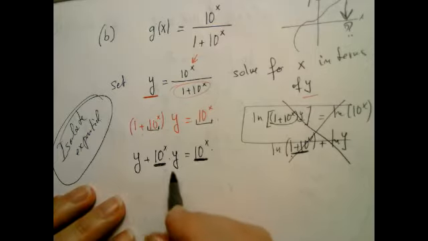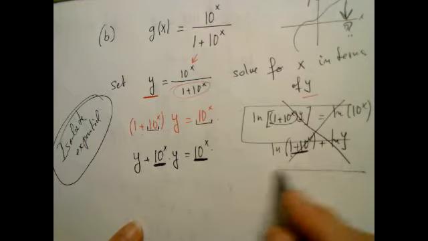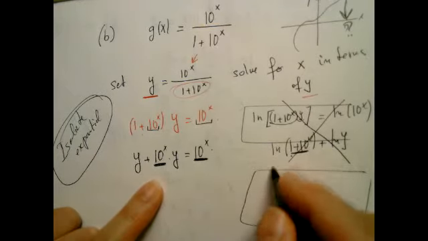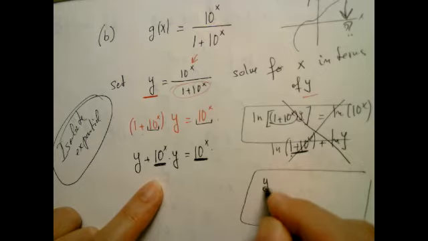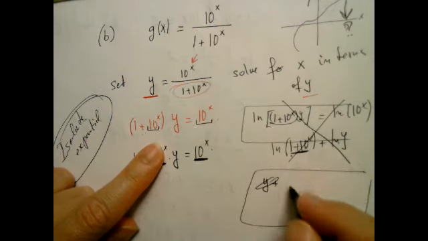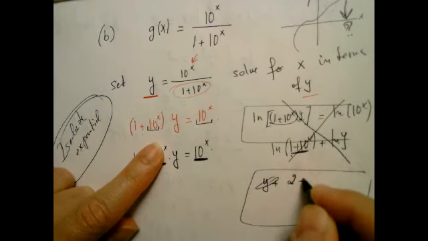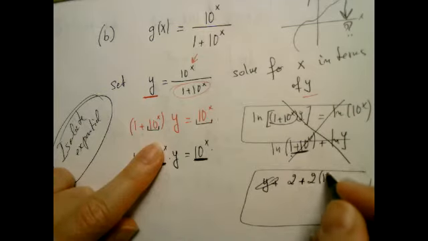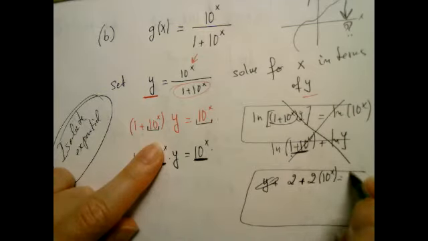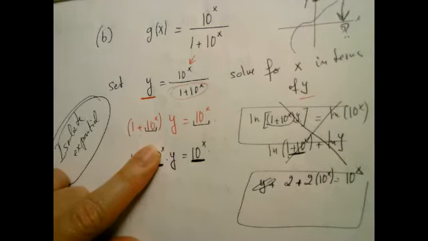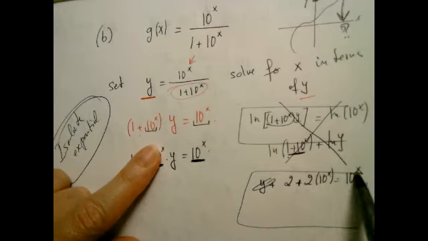Yes, you're right, Elizabeth, but I want to make sure everybody follows. Suppose I know y, and I ask you to solve this equation, an easier one: 2 plus 2 times 10 to the x equals 10 to the x. If I asked you to solve something like that, what would you do? Since this is an exponential, you try to isolate your exponential.